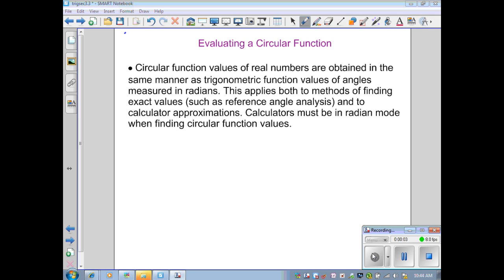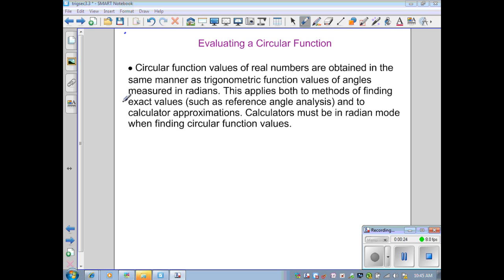Let's continue with some sample problems concerning the unit circle. Our first slide, evaluating a circular function. Circular function values of real numbers are obtained in the same manner as trig function values of angles measured in radians. So what we've done before with finding coterminal angles and reference angles is going to be the same procedure as followed in this section.